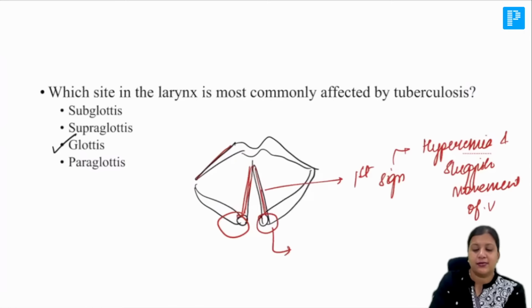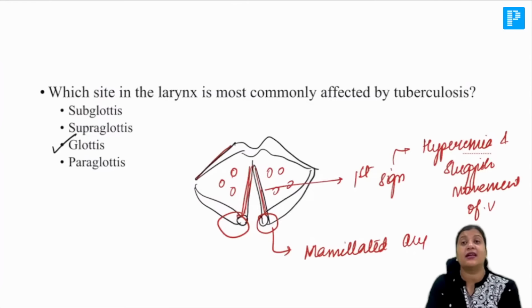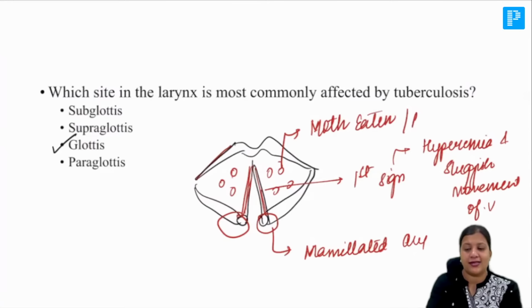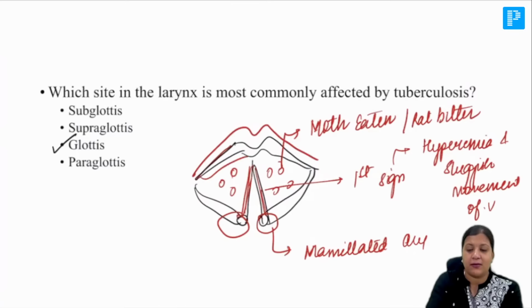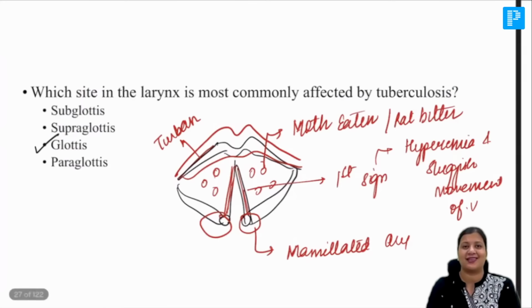What is this called as? Mammillated arytenoids. Then we will see that there are multiple ulcers which are discontinuous with each other. This appearance we call it as moth-eaten appearance, also called as rat-bitten appearance. And finally, there is swelling of the epiglottis, and this we call it as turban epiglottis. So I hope all the signs of TB larynx are revised, and now you know what structure is commonly affected in TB. It is the vocal cords or the glottis.